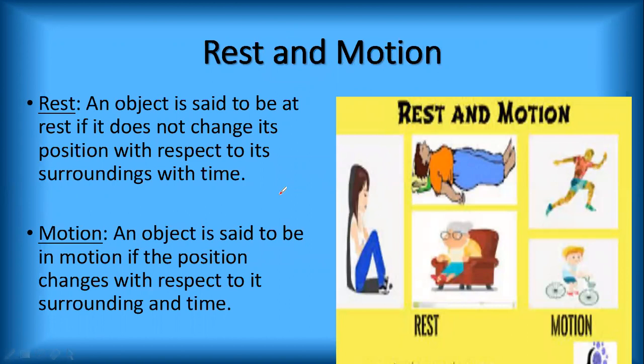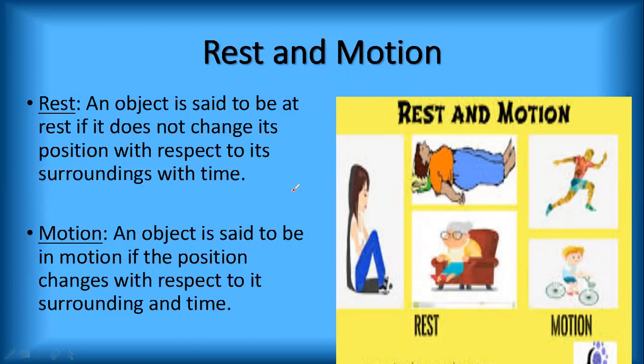So here are two states, rest and motion. Might be a chair lying in the classroom, a book lying on a table. These are the example of state of rest. Rest: an object is said to be at rest if it does not change its position with respect to its surrounding or with time. So if a body is not changing its position, the body is said to be in state of rest.